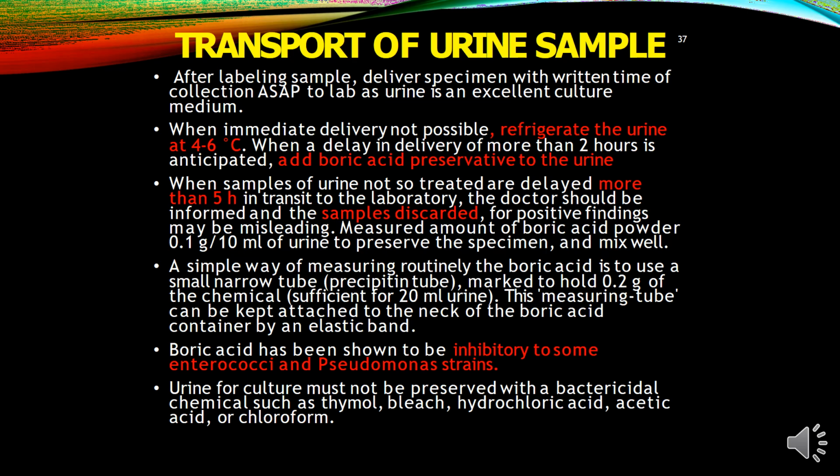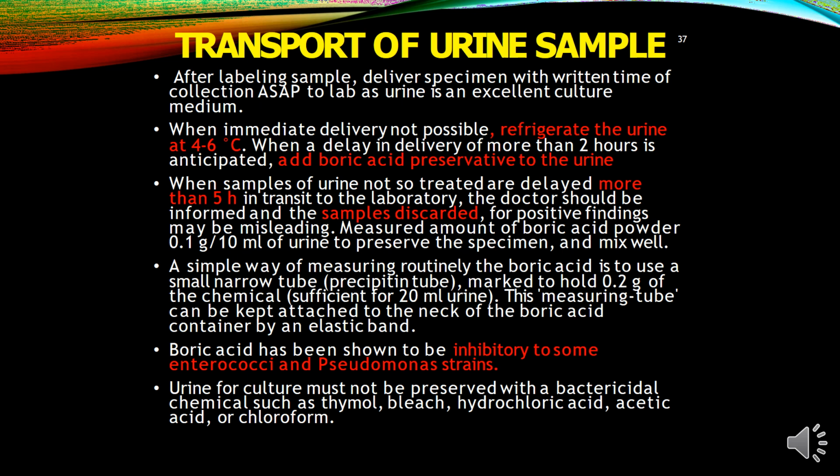So after labeling the sample, deliver the specimen with the time of sample collection as soon as possible and send it to the laboratory. When immediate delivery is not possible, refrigerate the urine at around 4 to 6 degrees Celsius. When a delay of more than 2 hours is expected, add boric acid preservative to the urine. When the urine sample is not treated and is delayed more than 5 hours, the doctor should be informed that the sample is discarded, as positive findings may be misleading.